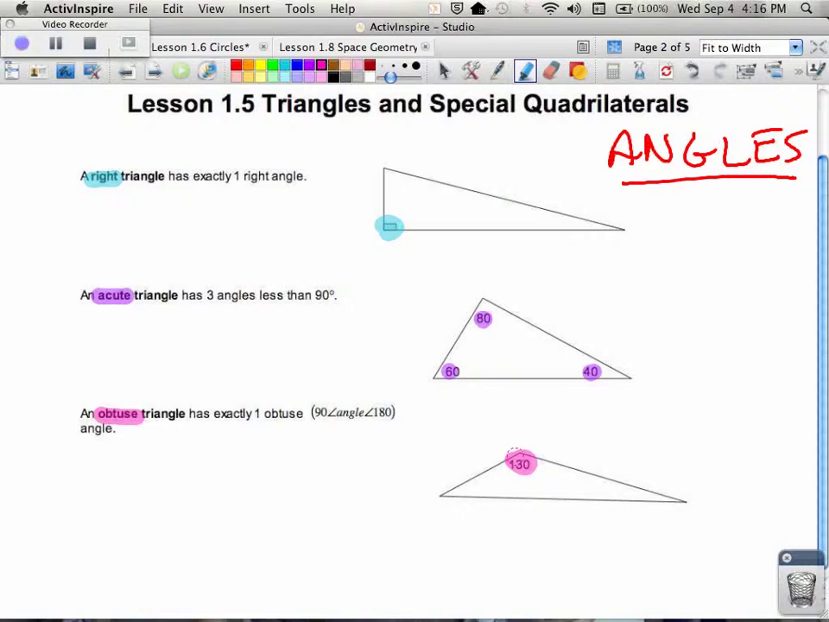The right has a right angle in it, so you can see the box, or 90 degrees. An acute triangle has three angles that are less than 90 degrees. Usually they'll put the numbers in there. And an obtuse triangle has exactly one obtuse angle in it, and so that has to be an angle that's more than 90 but less than 180.